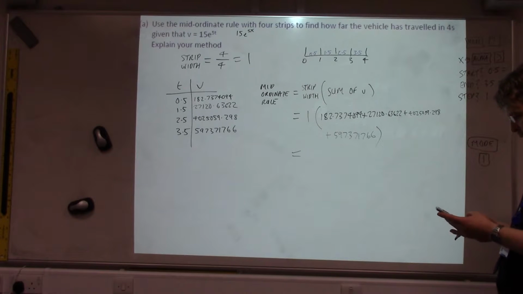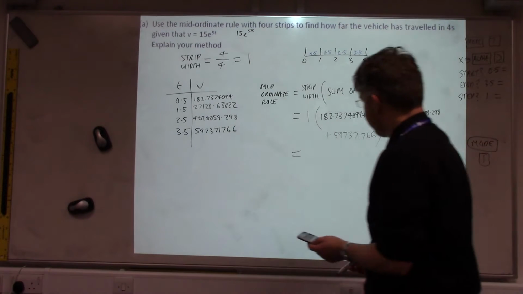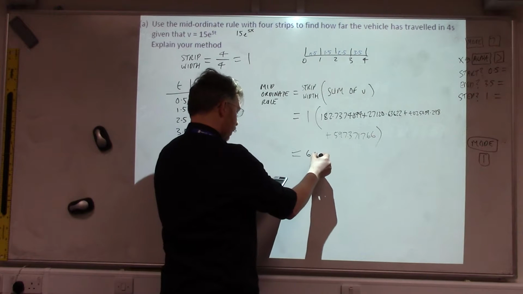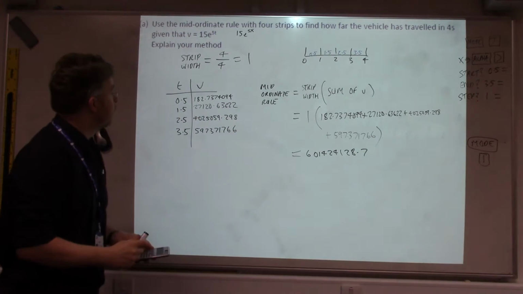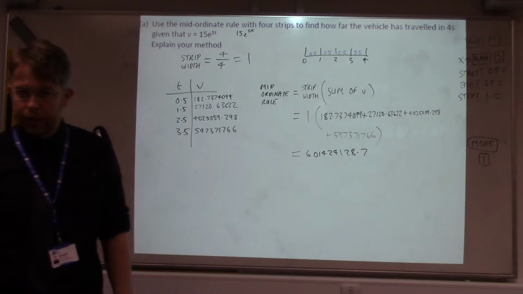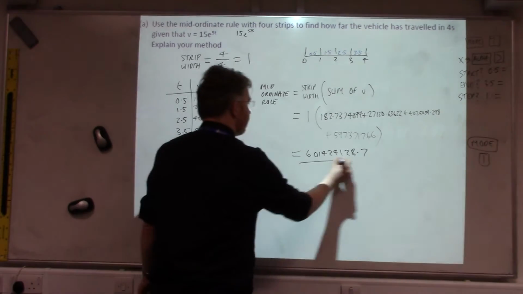So doing that, 1 open bracket, 182.7374094 plus 27120.63622 plus 4025059.298 plus 5973717666, close bracket, equals 601424128.7 as an estimate. And that's the mid-ordinate rule part.